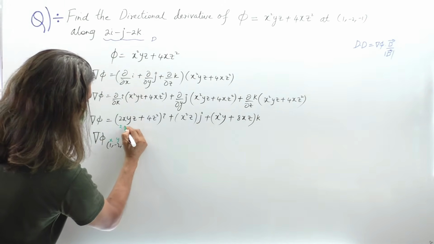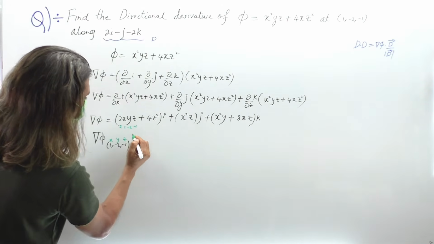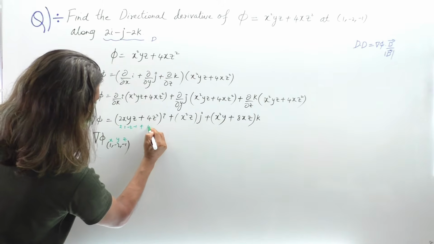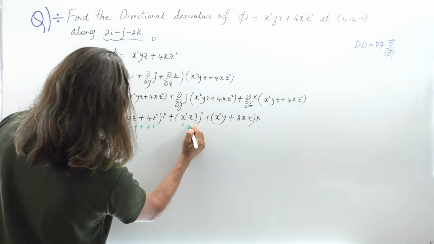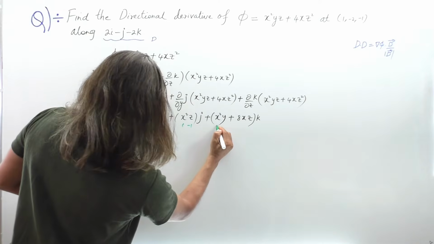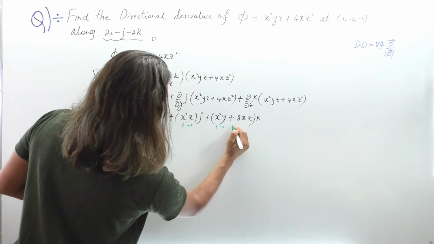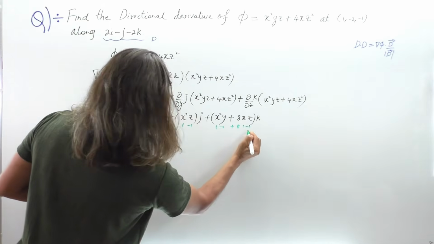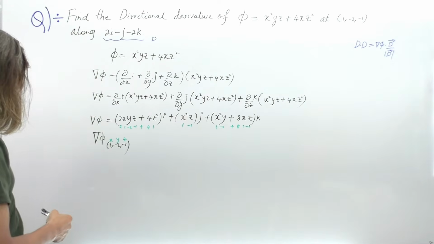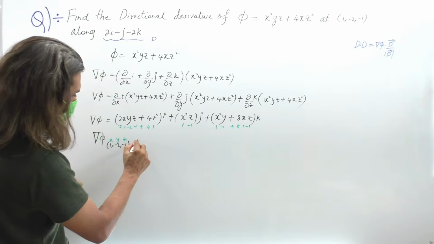So 2 into x is 1, y is minus 2, z is minus 1, and plus 4 into minus 1 whole square is 1 only. And again x is 1, and that is minus 1, again x is 1 square is 1 and y is minus 2, plus 8 into x is 1 and z is minus 1. So let's simplify and see what we get.